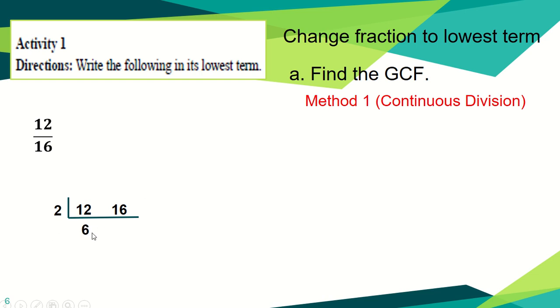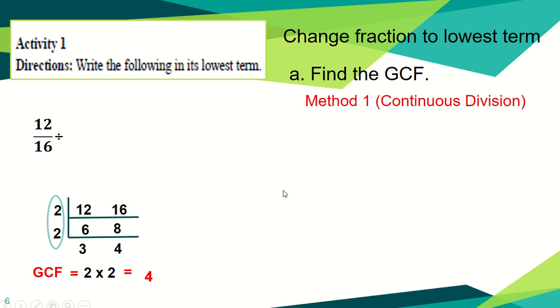Okay, 12 divided by 2, 6. 16 divided by 2, we have 8. What number can you divide by 2? Okay, so our GCF are these 2 and 2. So, the GCF of 12 and 16 is 4.